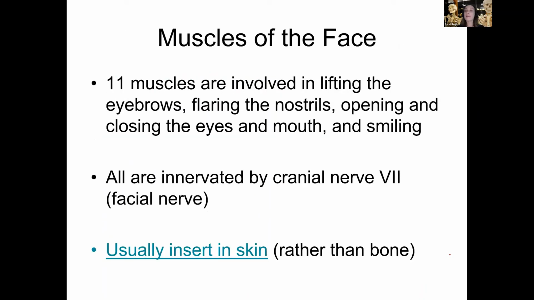All right, so I'm going to walk you through a couple of the muscles in the body. We'll kind of start at the head and work down towards the toes. I'm going to start with muscles that are in the face. You have 11 muscles that are involved in facial expression. This is anything from lifting the eyebrows to smiling to flaring your nostrils, frowning, kissing. All of those are facial expressions.